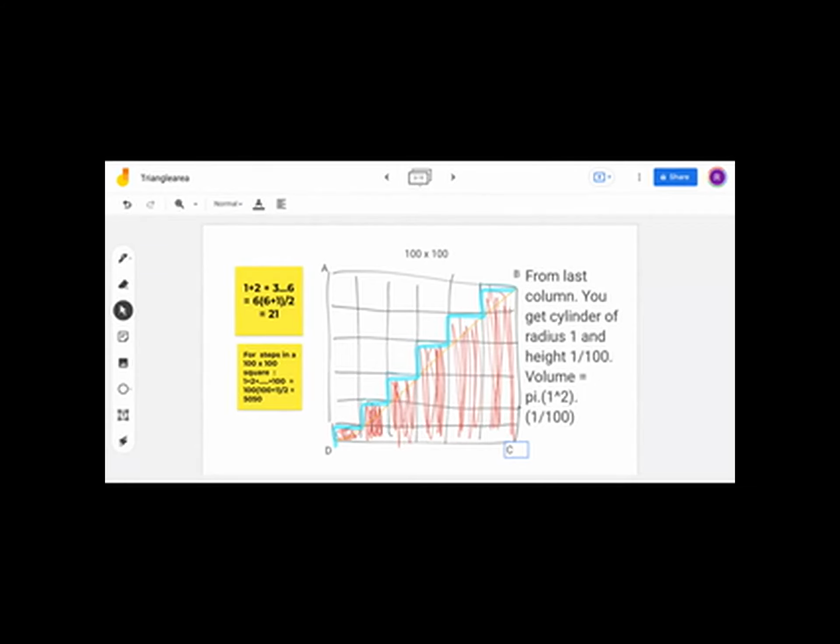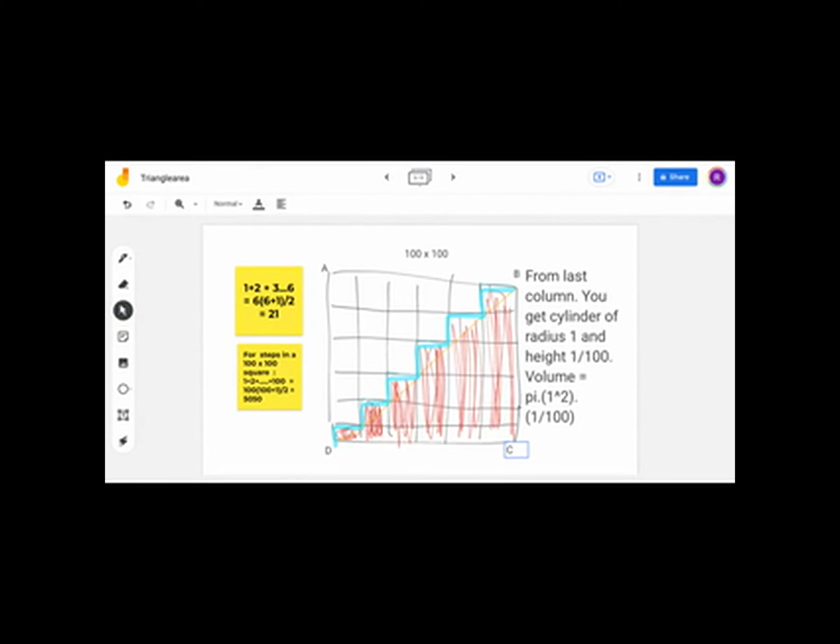Second column, how much will you get? What is the radius of the cylinder that you get from the second column? Okay, this is the second column. When I rotate this one, what do I get? 2 by 100. Yes. Third one? 3 by 100. Yes.